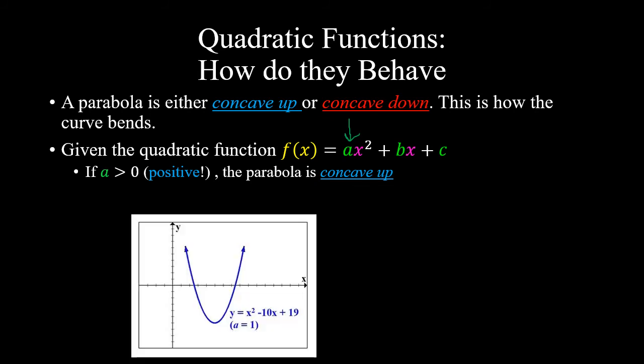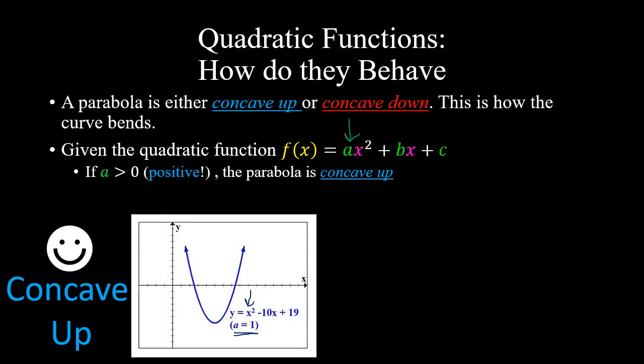Okay, so here we have the graph of the function y equals x squared minus 10x plus 19. Our a is, of course, positive 1, which is positive, which means our parabola is concave up like a smile. Yay! If a is negative, if a is less than 0, which is the fancy way to say negative, then the parabola is concave down.